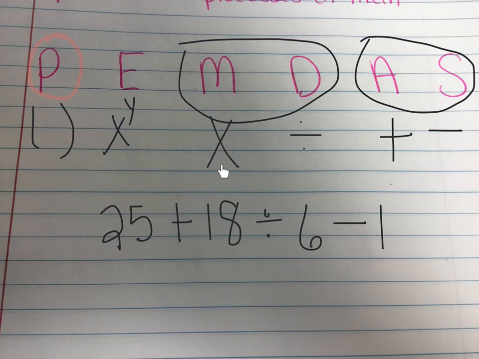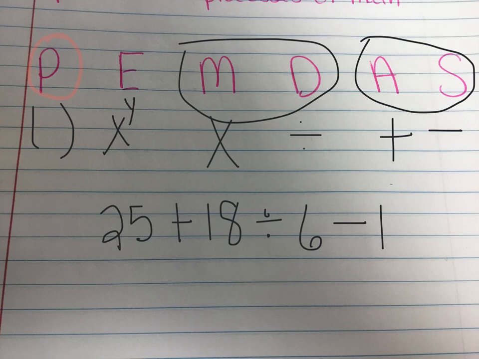We have to do those left to right. If we do not do them left to right, then our answer is not going to work. So we're going to look here. I'm looking for any sort of multiplication and division. Look, I see it right there. So that's going to be our next operation that we use. We're going to go ahead and divide 18 divided by 6.